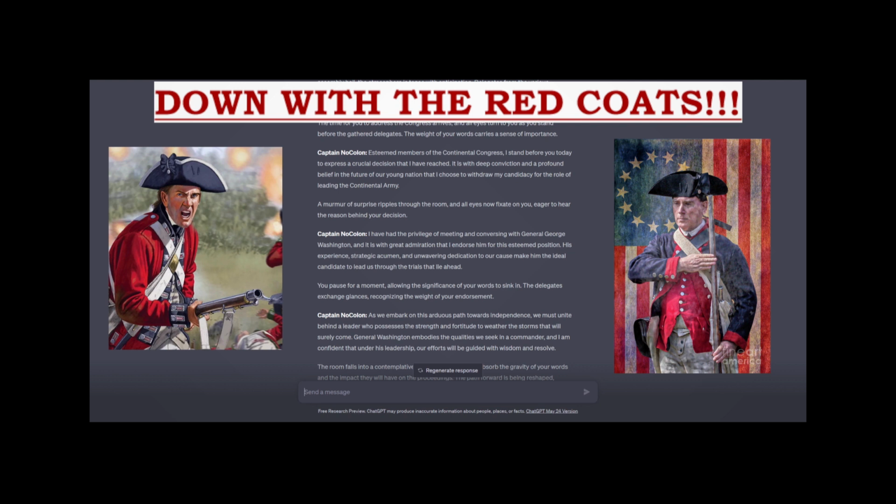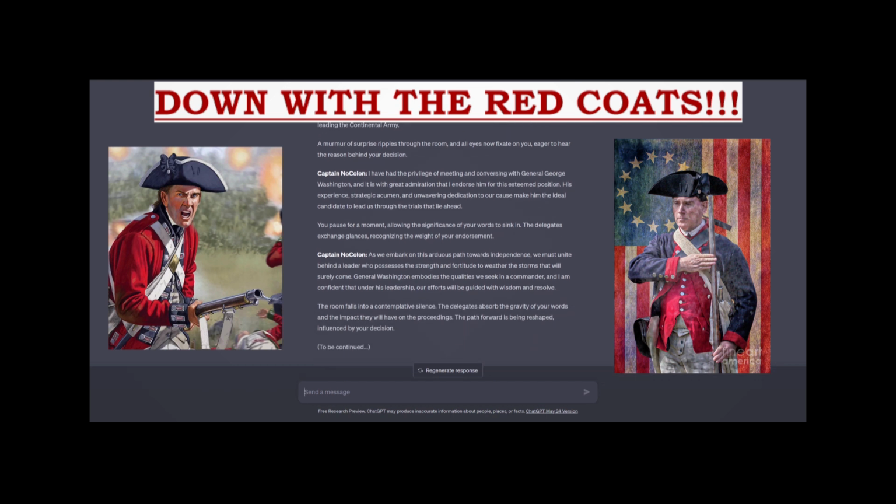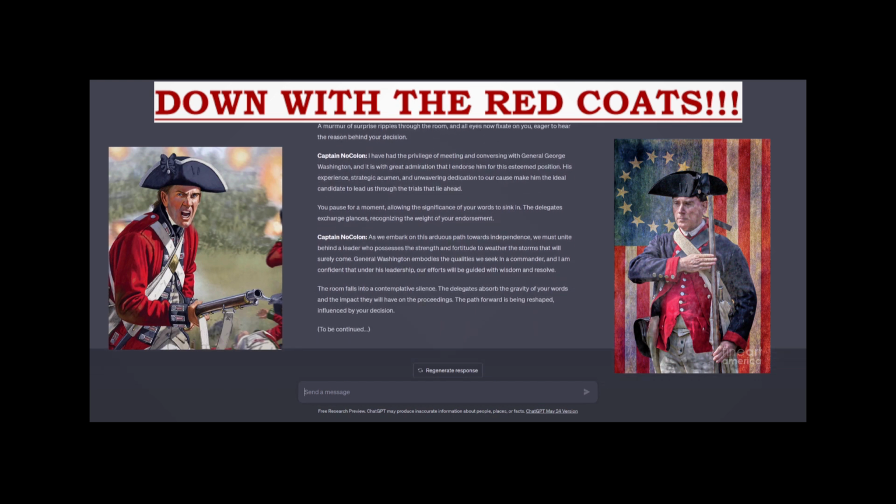The delegates exchange glances, recognizing the weight of your endorsement. As we embark on this arduous path towards independence, we must unite behind a leader who possesses the strength and fortitude to weather the storms that will surely come. General Washington embodies the qualities we seek in a commander, and I am confident that under his leadership, our efforts will be guided with wisdom and resolve. The room falls into silence. Delegates absorb the gravity of our words and the impact that this will have on proceedings. The path forward is being reshaped, influenced by my decision.